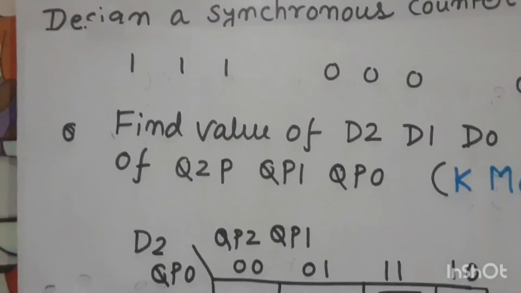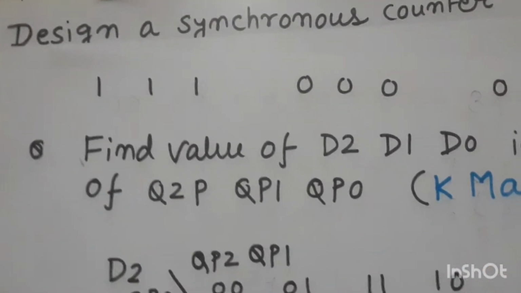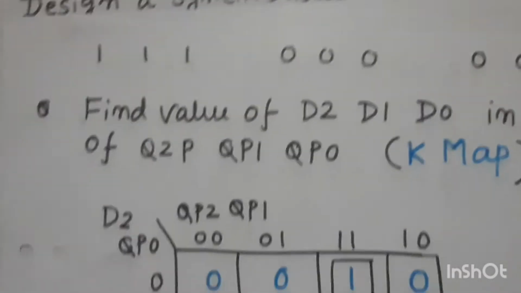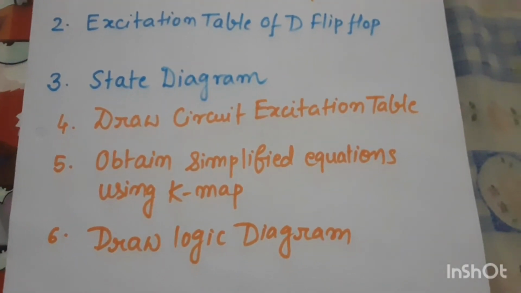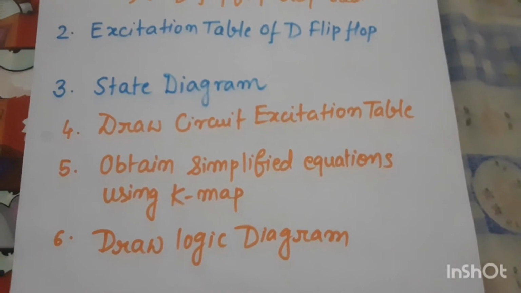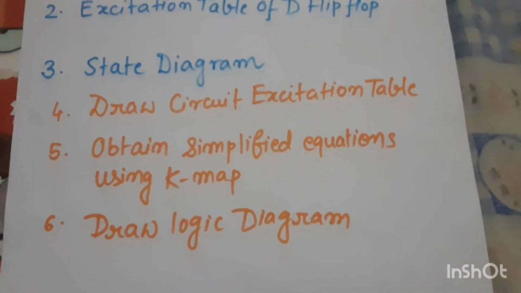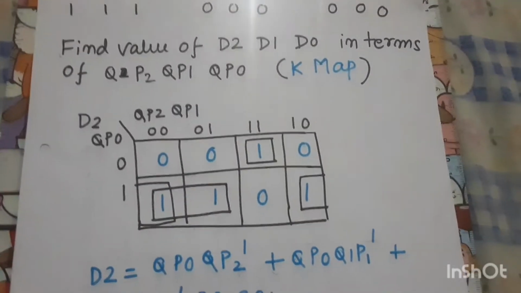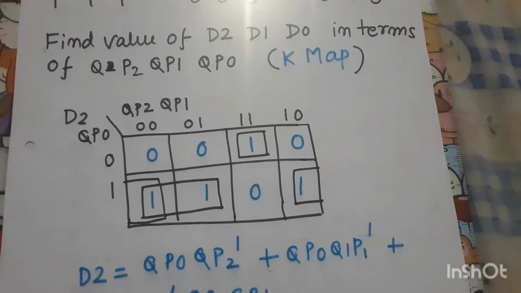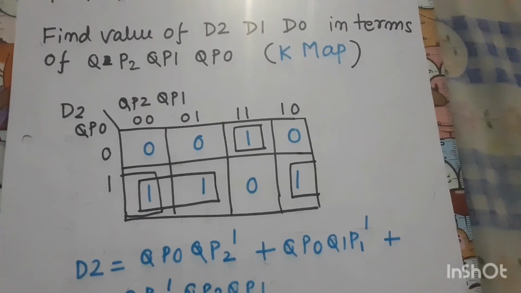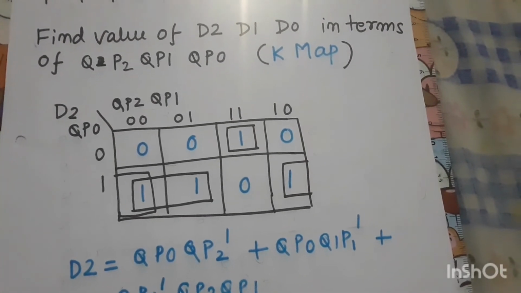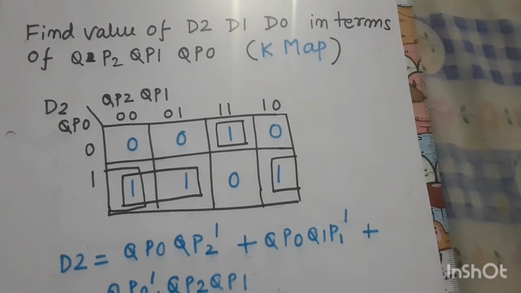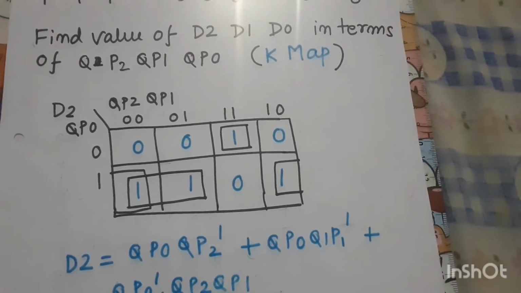I have written, when the 7th state is 1, 1, 1, next state it would be 0, 0, 0 and D2, D1, D0 would be 0, 0, 0. Circuit excitation table we have drawn. Next, we have to obtain the simplified Boolean expression using the K-map for D2, D1 and D0. Let's see how it does. Find values of D2, D1, D0 in terms of QP2, QP1 and QP0, means present state of the D flip-flop and the input required to determine the next state.